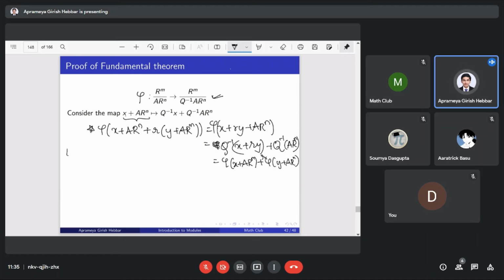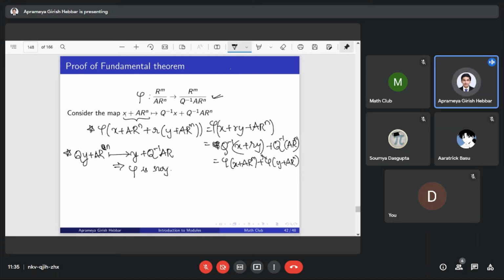And why is phi surjective? Clearly, let's say you have some element y plus Q inverse ARⁿ in the right-hand side. Now what you do is map Qy plus ARⁿ. Where would this go? Q inverse times Qy is just y, so y plus Q inverse ARⁿ. So this implies that phi is actually surjective.